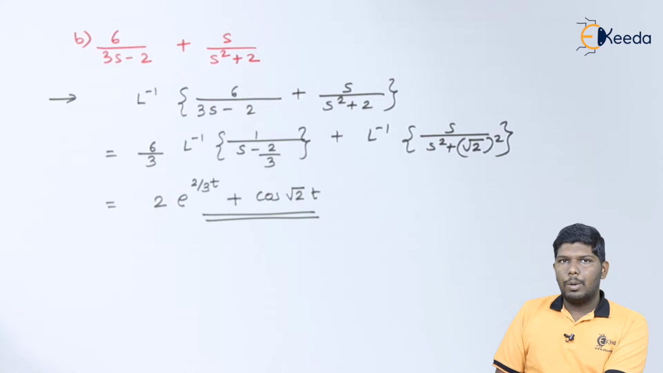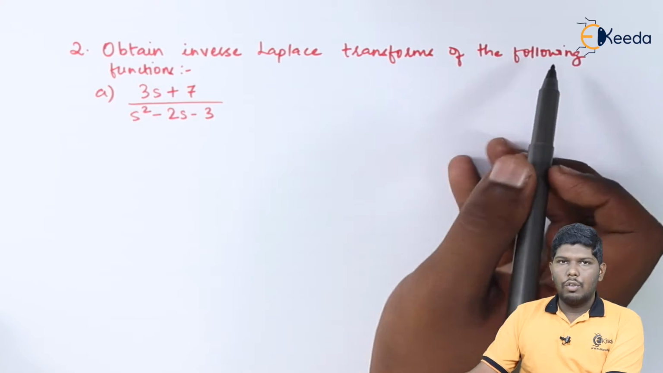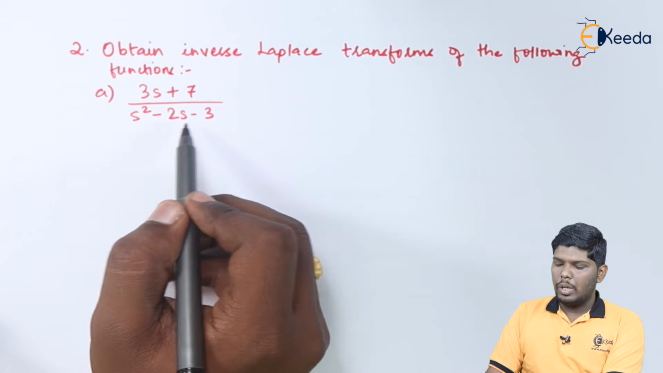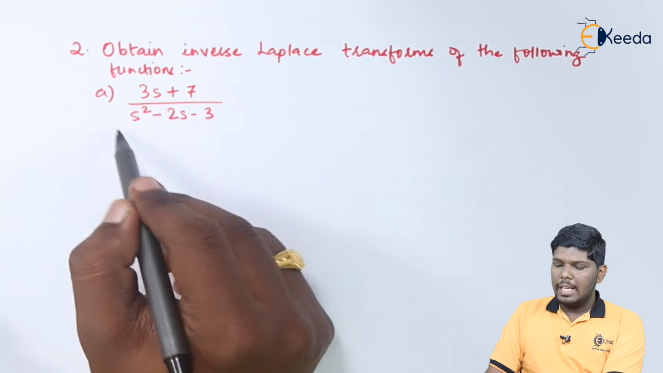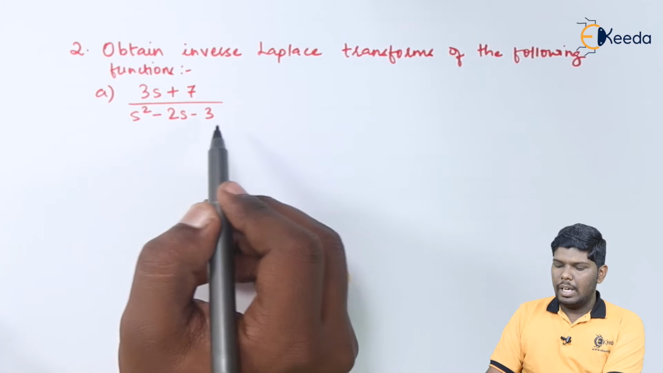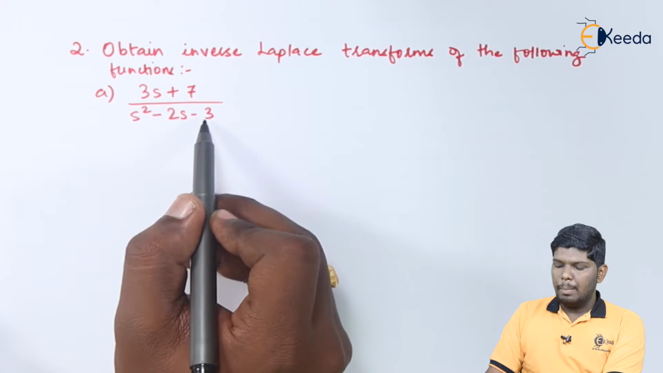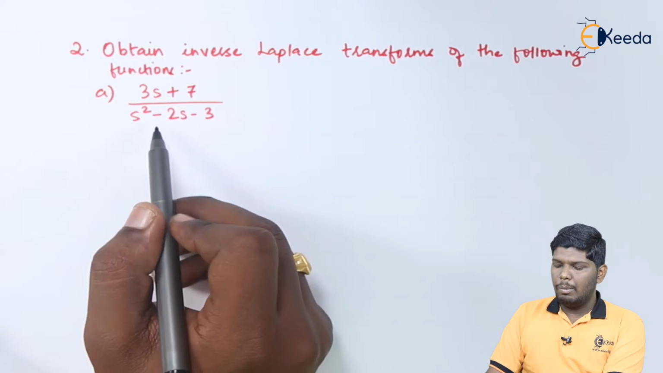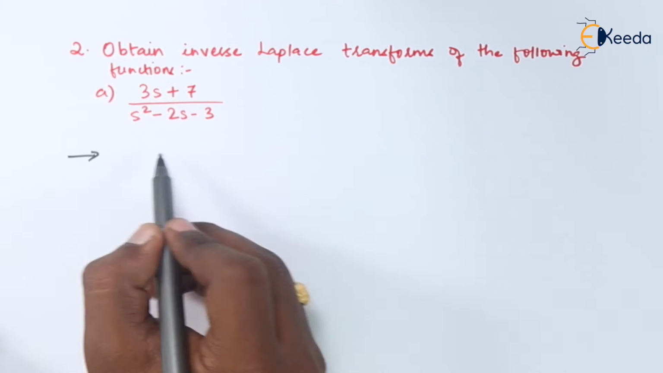Now let us see the next problem. Obtain inverse Laplace transform of the following function. Here we have 3s plus 7 upon s square minus 2s minus 3. As the denominator is a quadratic function, we can first factorize it. As minus 3 will have factors 3 and 1. More precisely, it will be minus 3 and plus 1.